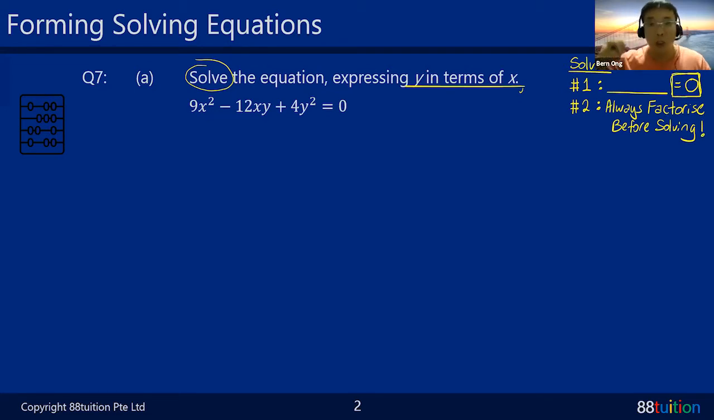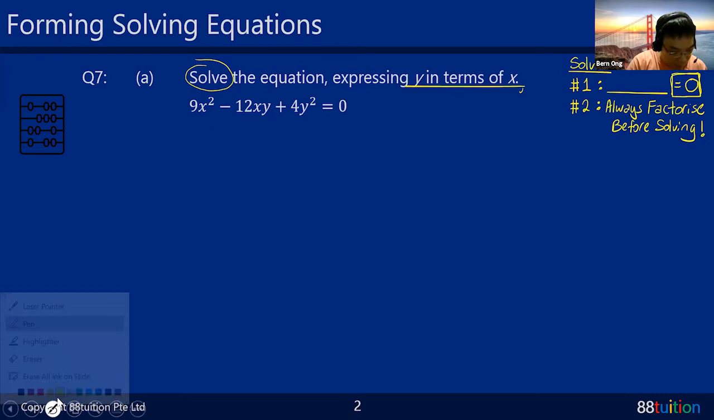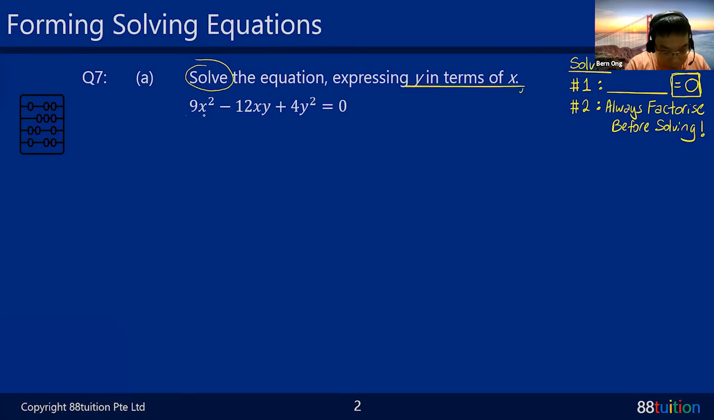The instruction is to solve. So what must you do? You must have the equation equal to 0, first rule. Second rule, factorize before solving. Down here there are 3 items: 1 item, 2 items, 3 items. How to factorize? I don't know. Don't panic, all right? I already told you already.